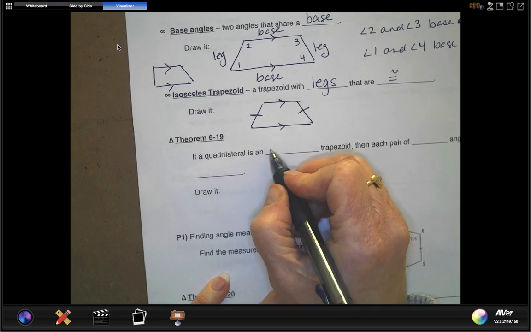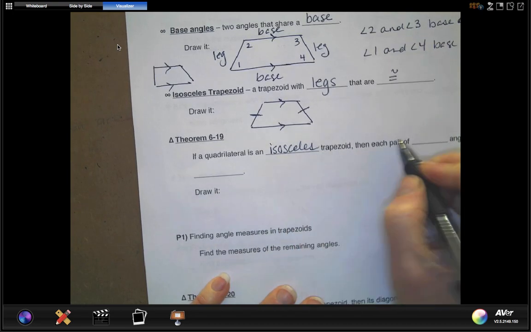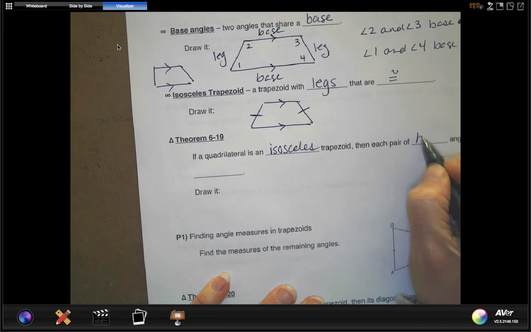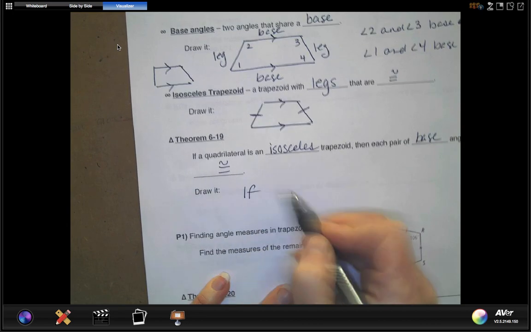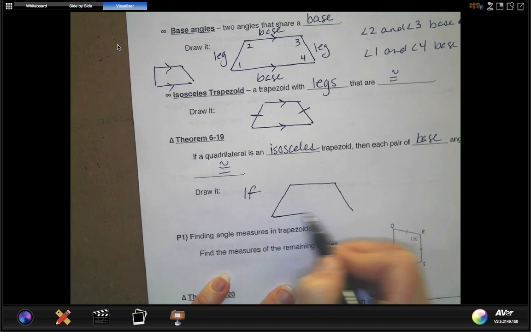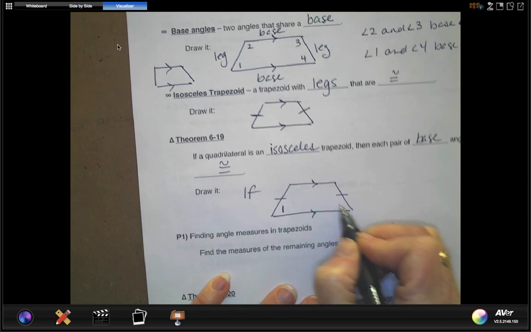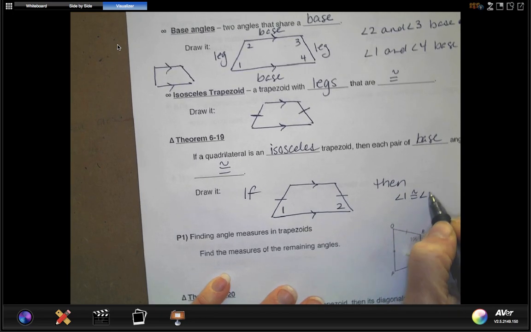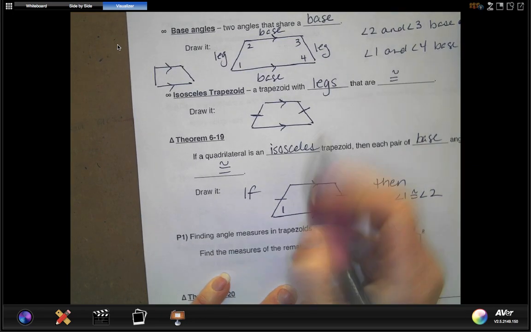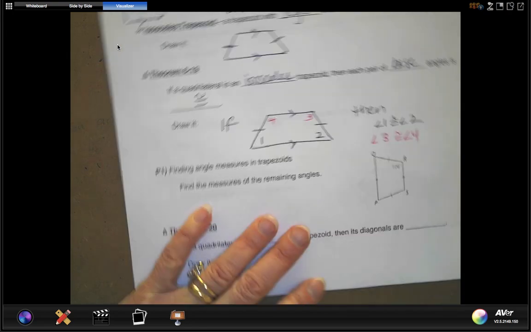All right, this theorem says if a quadrilateral is an isosceles trapezoid, then each pair of base angles is congruent. So if that's the case, then 1 is congruent to 2. I could also say, like, if I had 3 and 4 up here, then 3 would be congruent to 4. Okay? There's a proof for that in the book if you're interested.